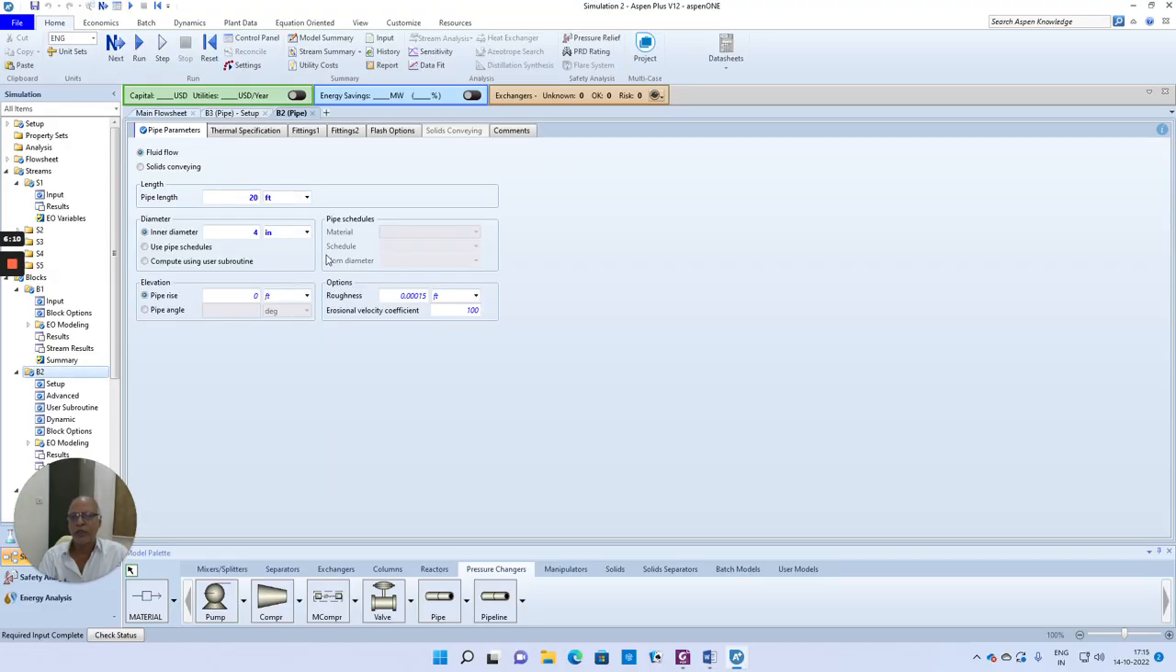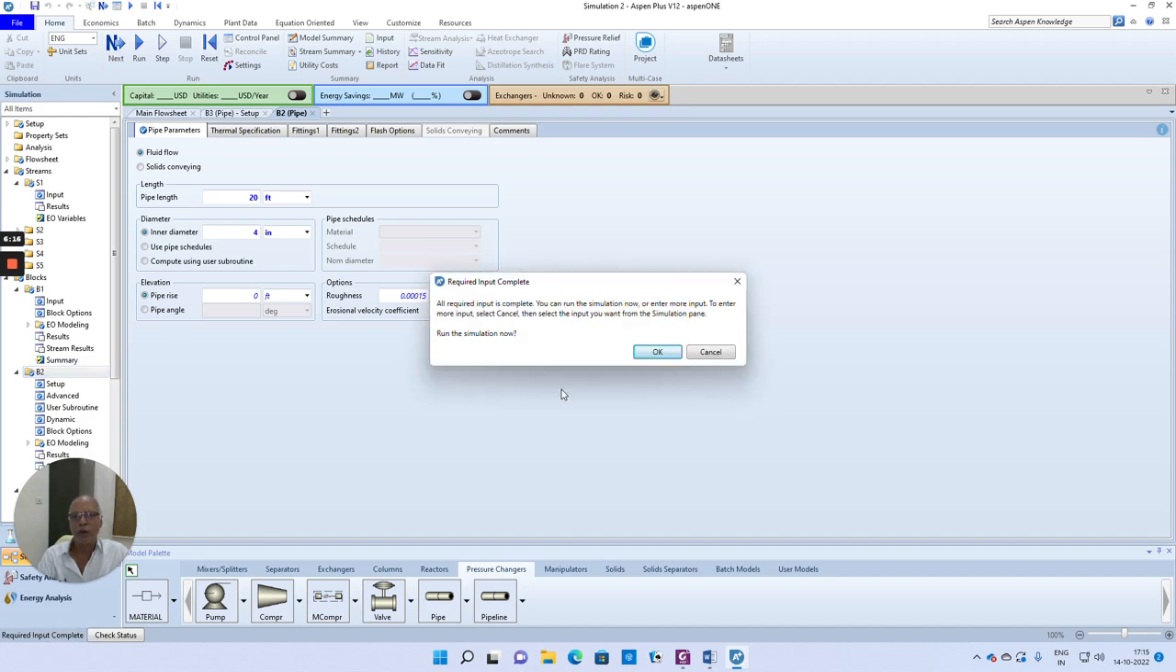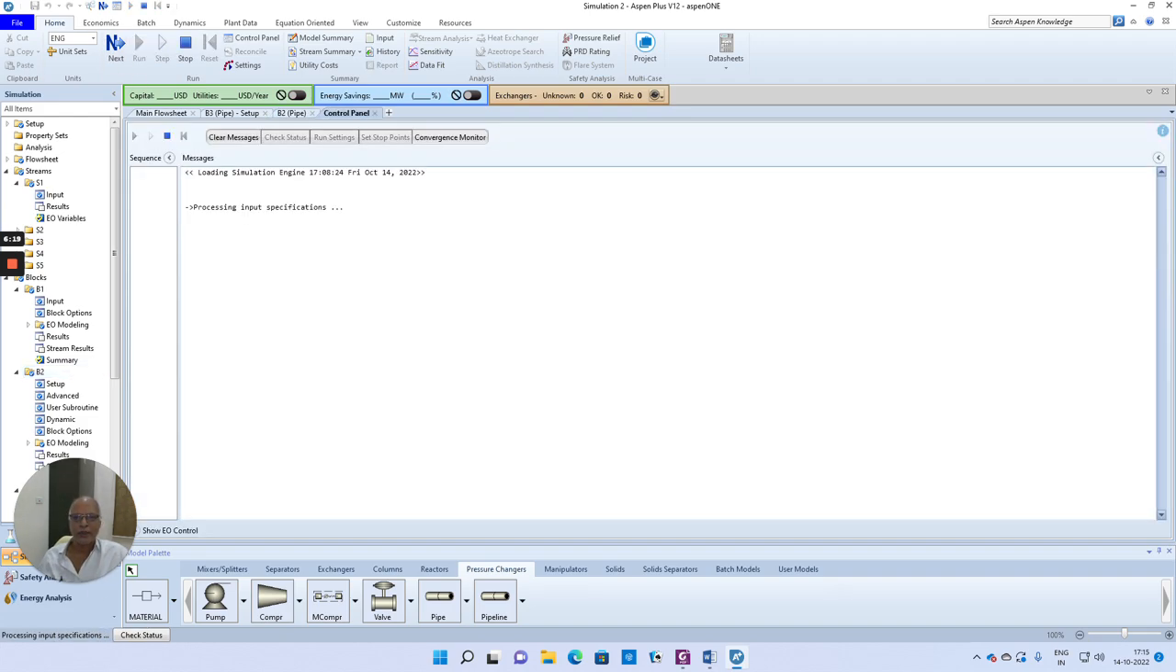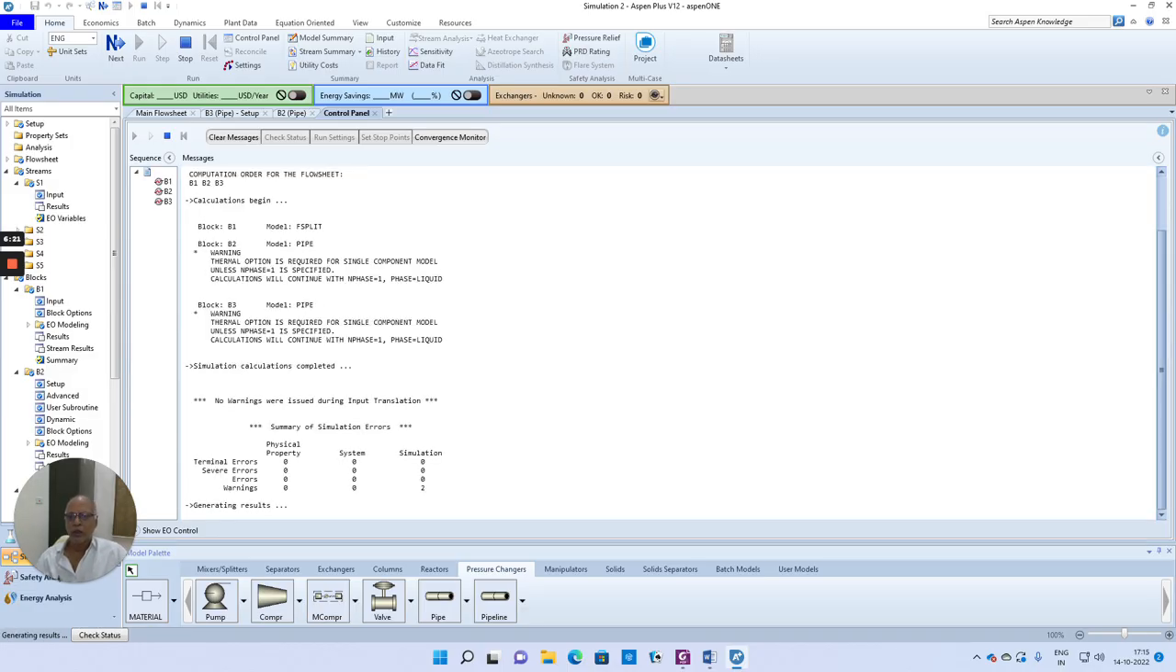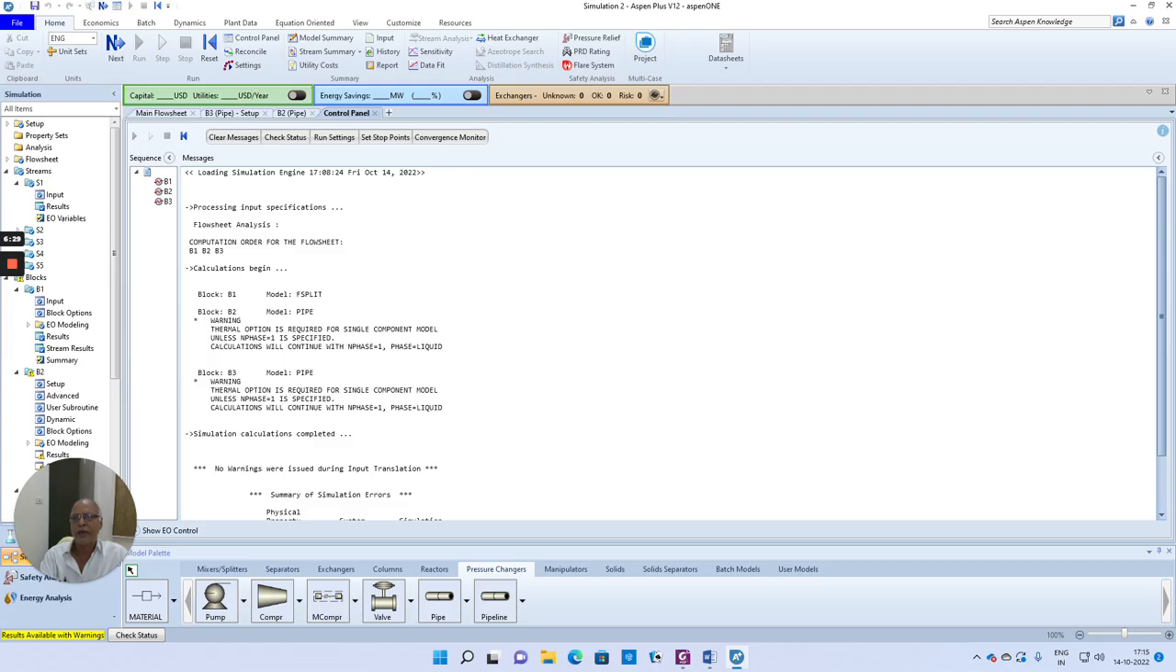Did I convert that into inches? Yes. Right. You can see the required input is complete. So we should be able to run the problem and look at some results. So there were some warnings. Probably you can see that slightly later. I'll try to address this later. Let us look at the stream summary first.